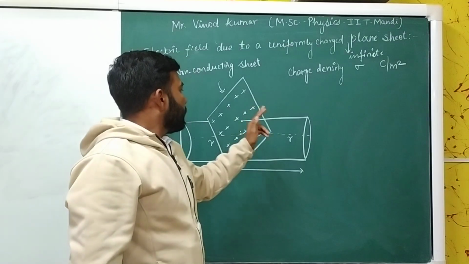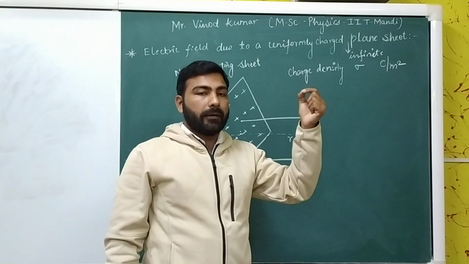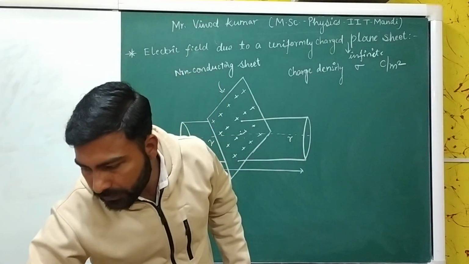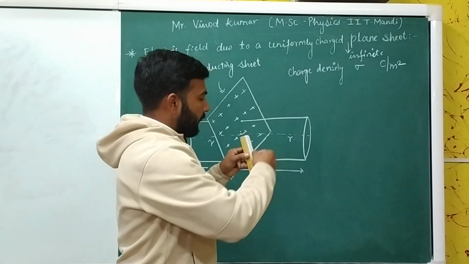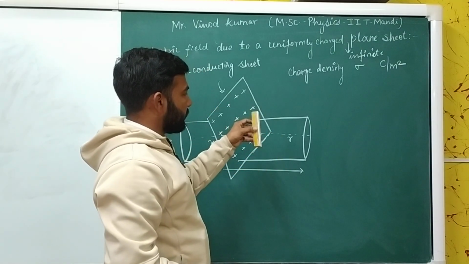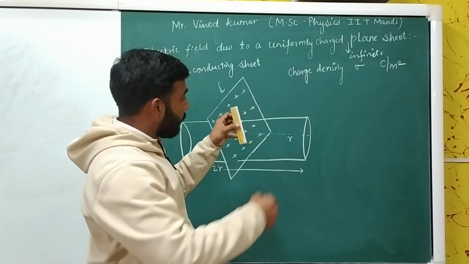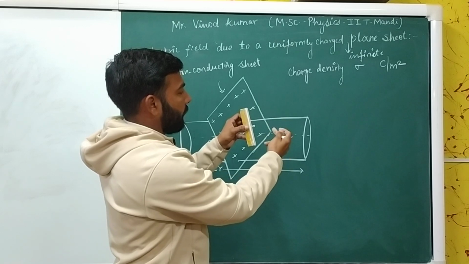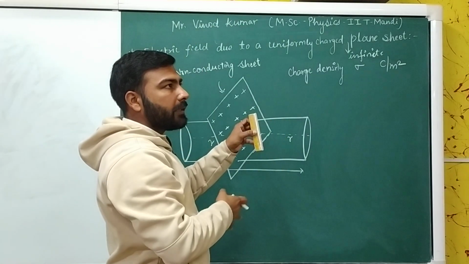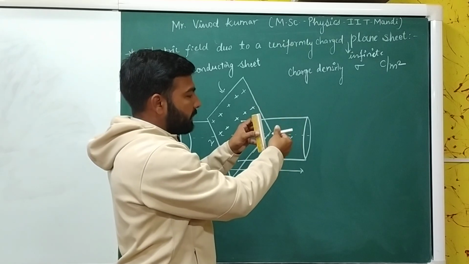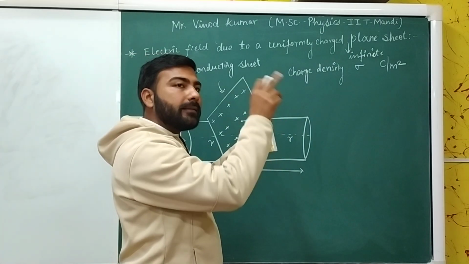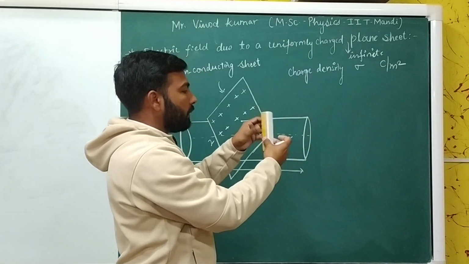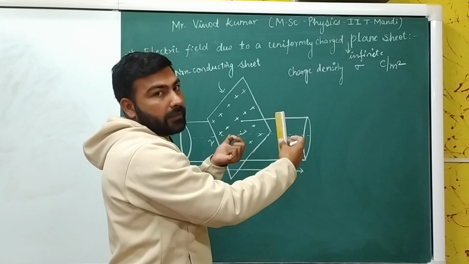Now we are going to see what the electric field is at a distance r, perpendicular to this plane sheet. If we assume that this is our plane sheet placed like this, we are going to see the electric field at this point. The sheet is enormous in size as compared to this distance, so we can say it is an infinite plane sheet. On the other side also we can find the electric field.